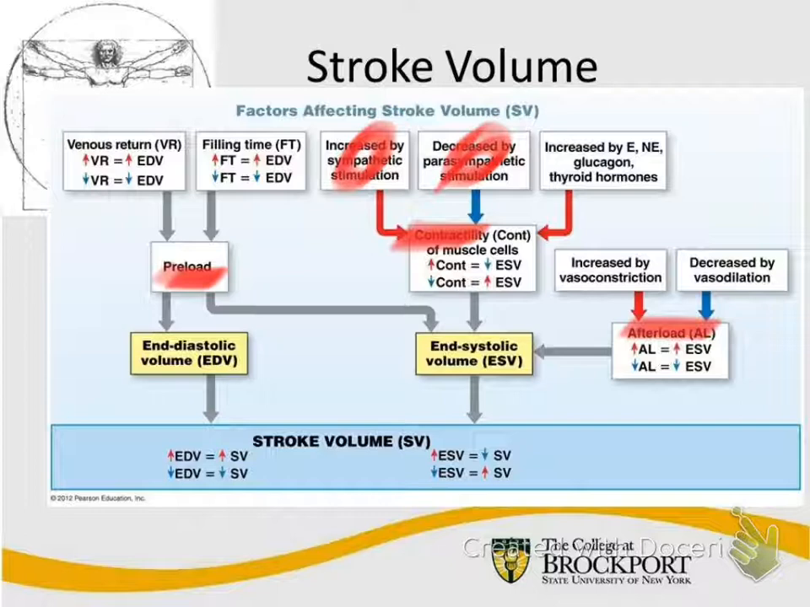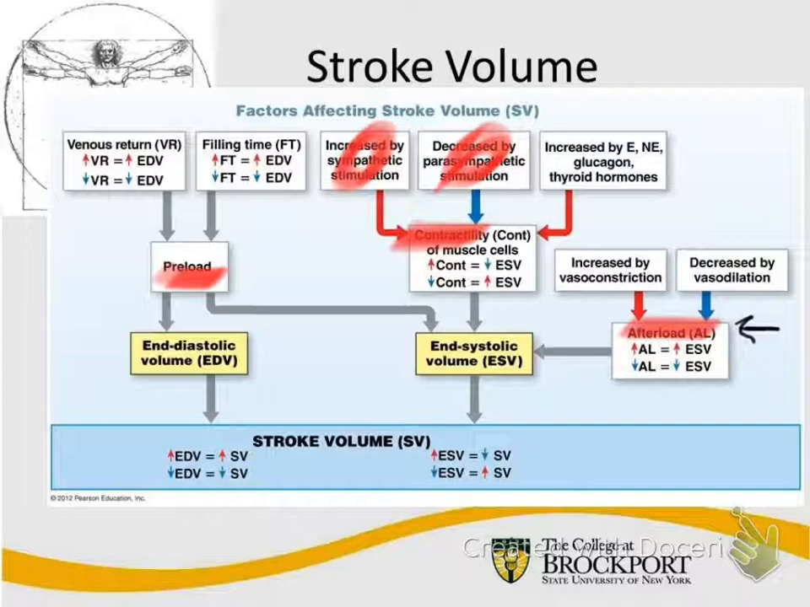Last but not least is afterload. Afterload is fairly complicated. I like to think of afterload as controlled by blood pressure. And afterload really is the force that the ventricles, the left or the right ventricle, pump against. So when afterload increases, stroke volume decreases. When afterload increases, we're going to increase end systolic volume. And remember, stroke volume is equal to end diastolic volume minus end systolic volume.